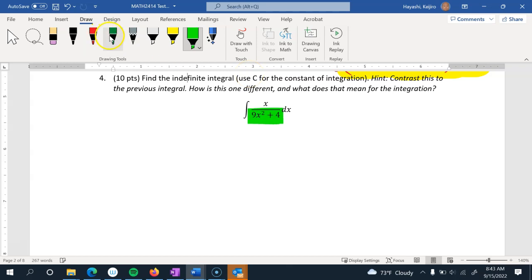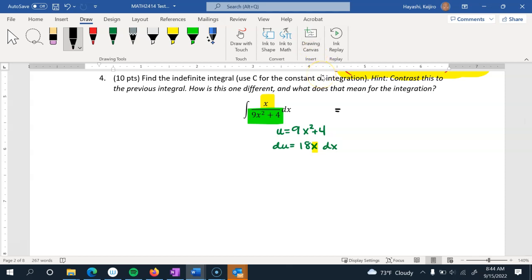What that means is that if you say that u is 9x squared plus 4, well then du would simply be 18x dx. And you have that x right there. That's notable. Maybe there's a way to make it into some other kind of integral. Okay. So similarly, to get du, you want 18x dx, but you only have x dx.